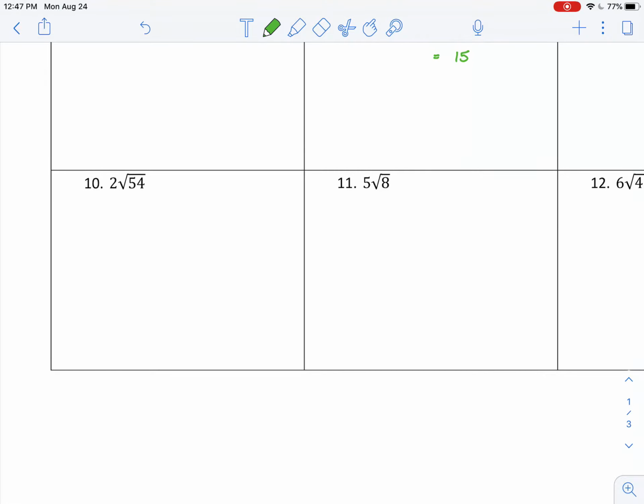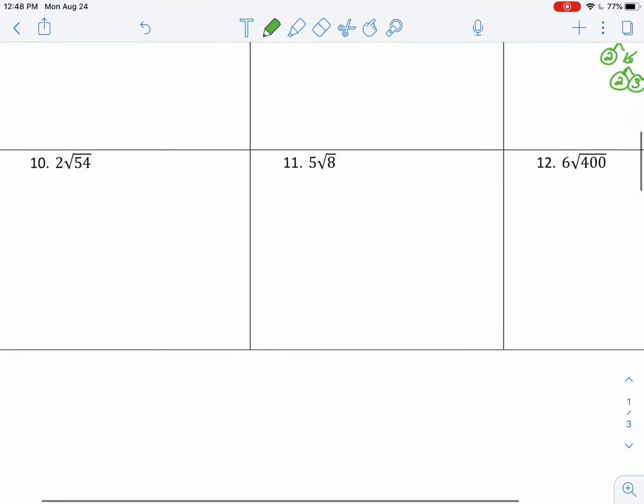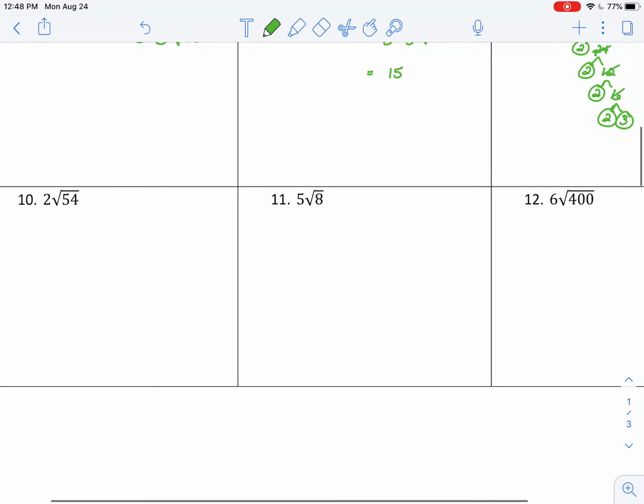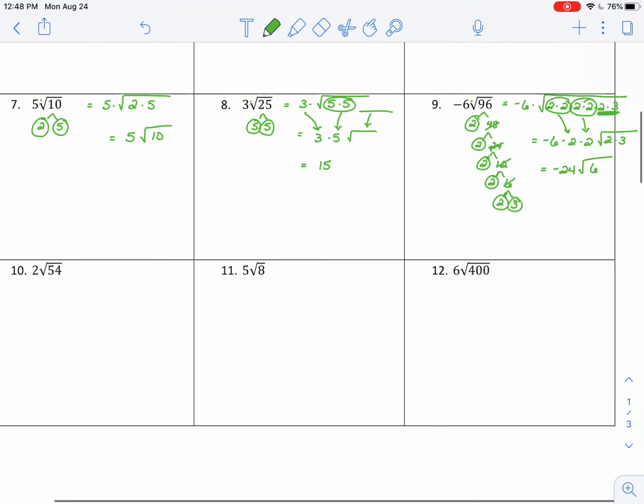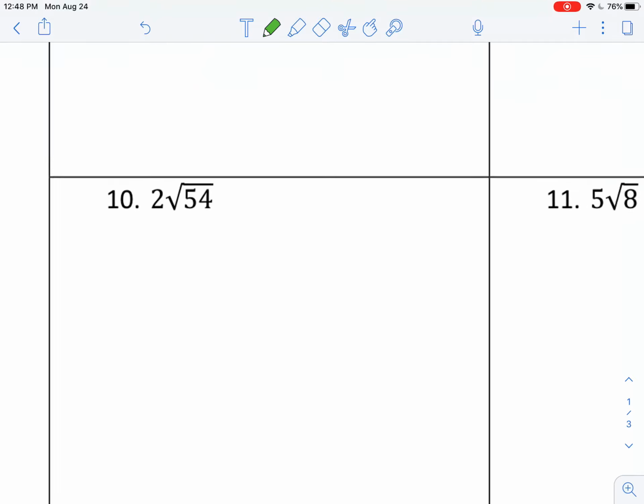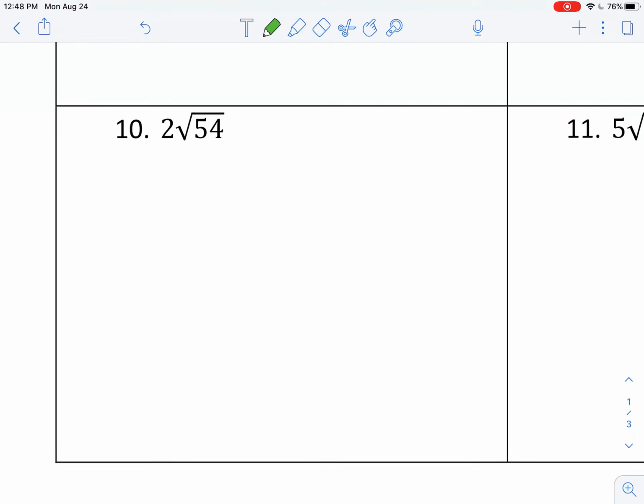I'm trying to think which of these I want to do, because it is redundant. It's the same process, and you're going to get plenty of practice on the assignment that we have to pair with this. So let's see. Let's just do one more. Let's do number 10. So coefficient, don't ignore that. You're going to kick yourself if you catch yourself missing that on an assessment because it's so easy to forget the number out front.